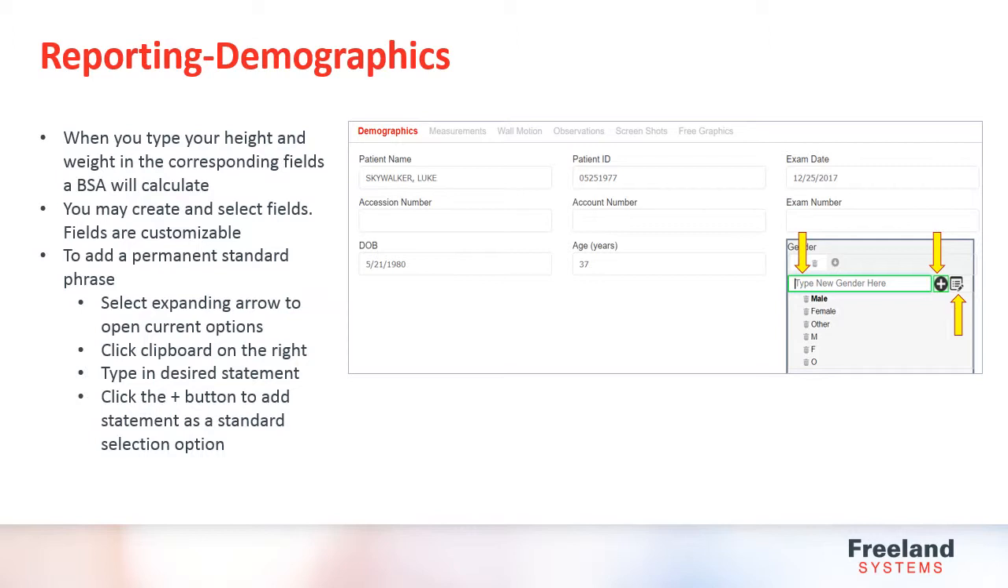To add a permanent standard phrase, you will first select the expanding arrow to open the current options. Click the clipboard on the right-hand side. Type in your desired statement, and then click the plus button to add the statement as a standard selection option.